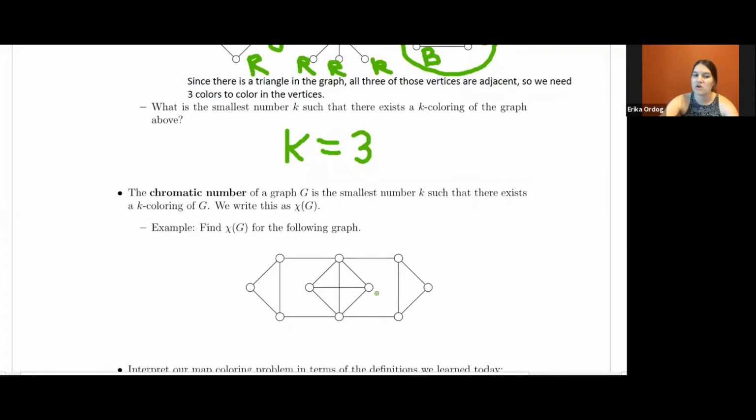So this is what we call the chromatic number of a graph. The chromatic number of a graph G is the smallest number k such that there exists a k coloring of G. And we write this as chi of G. So let's do an example. Let's find chi of G for this graph here. So we're looking for the smallest number such that we can find a k coloring of the graph. So pause the video and try that on your own.